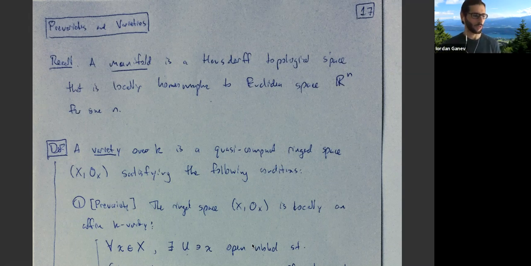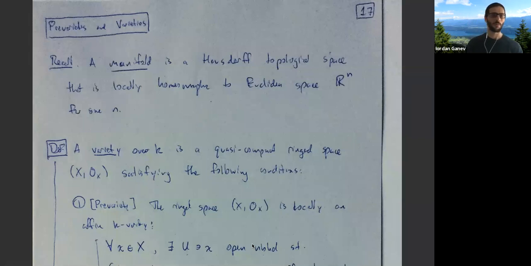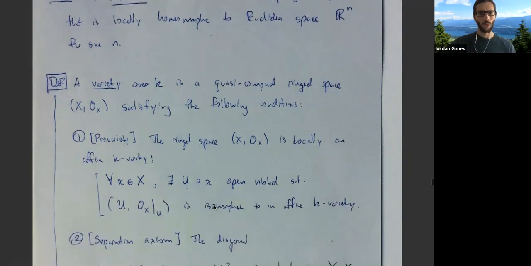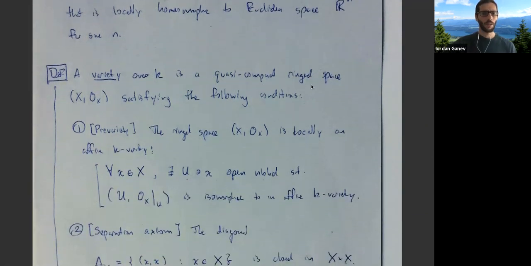How do we think about, just like we have manifolds being Hausdorff topological spaces that are locally homeomorphic to Euclidean space, how do we think about topological spaces that are locally given by solutions to polynomial equations, that are locally affine algebraic varieties? So let's just jump in. So the definition is the following. A variety is a quasi-compact ringed space. Quasi-compact means every cover has a finite subcover. And it satisfies the following conditions.